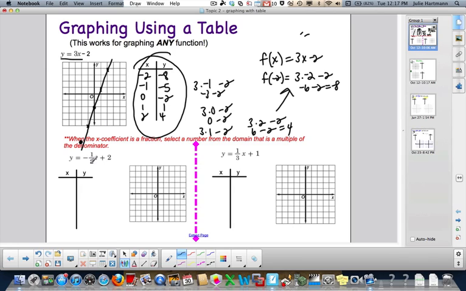Okay? So now, or this note in red, when the x coefficient is a fraction, select a number from the domain that is a multiple of the denominator. Okay, if you remember your domain, that is your input, or in these cases, your x values. Okay, so that is a multiple of the denominator.